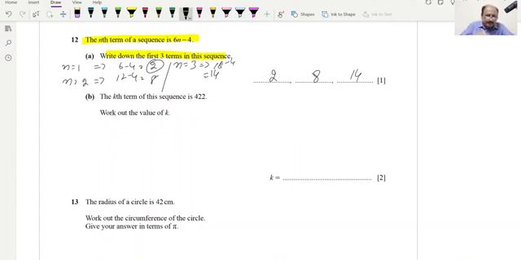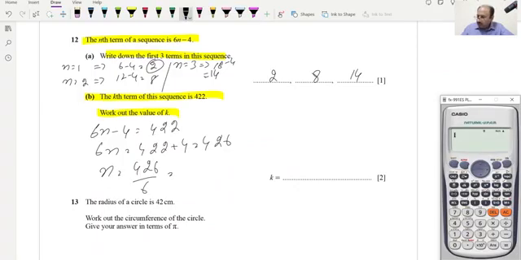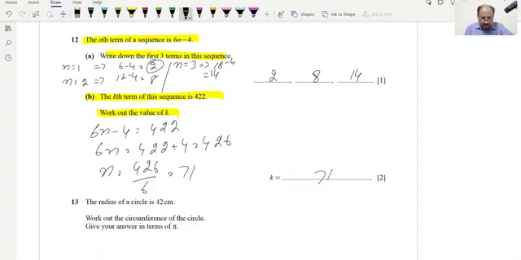Then B part, the kth term of this sequence is 422. Work out the value of k, and we can replace this: 6n minus 4 is equal to 422. This implies 6n is equal to 422 plus 4, which is equal to 426, and n will be equal to 426 divided by 6, and 426 divided by 6 is equal to 71. So k value will be 71. Hopefully you understood. This was a 2 marks part.